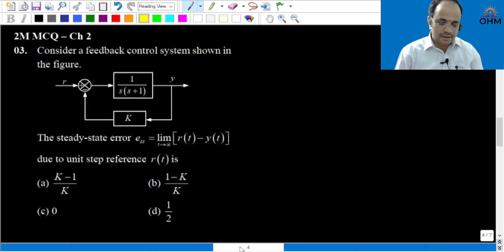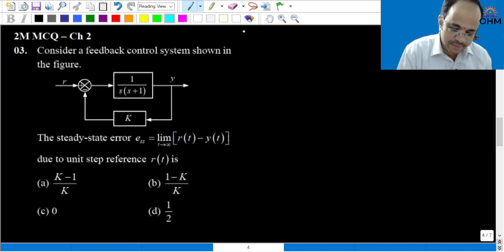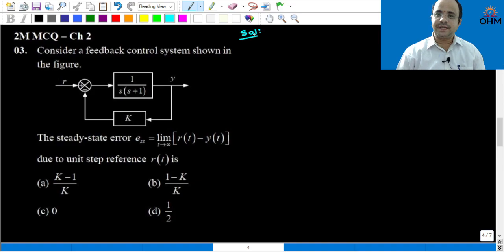Next, let us move to the next question. This question is from the time response analysis chapter. Consider a feedback control system shown in the figure. The steady state error is defined as e_ss is equal to limit t tends to infinity of r(t) minus y(t) due to unit step reference r(t). So, what is the question here? You should find out the steady state error for a unit step input.